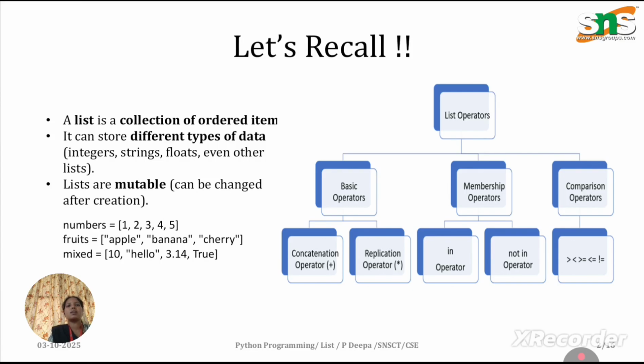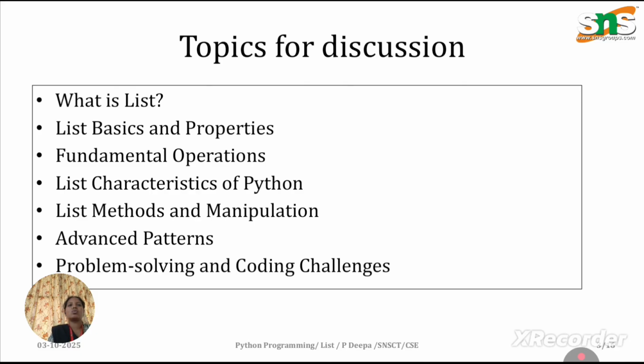Python lists are mutable. Mutable means they can be changed after creation, and the order can change too. So today's discussion topics about the Python list are basic operators, fundamentals, operations, characteristics, methods, problem solving and patterns, and so on.